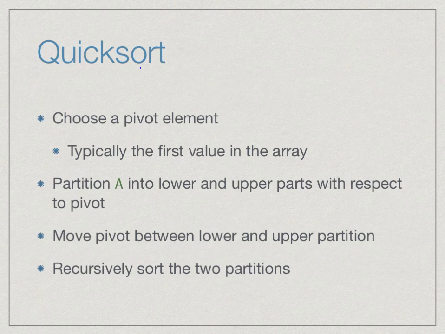So in the previous lecture, we saw Quicksort, which works as follows. You first rearrange the elements with respect to a pivot element, which could be, say, the first value in the array. So you partition A into the lower and upper parts, those which are smaller than the pivot, those which are bigger than the pivot. You rearrange the array so the pivot lies between the smaller and the bigger parts. And then you recursively sort the two partitions.